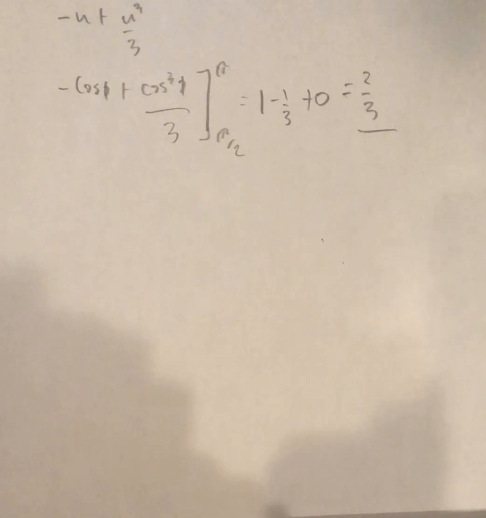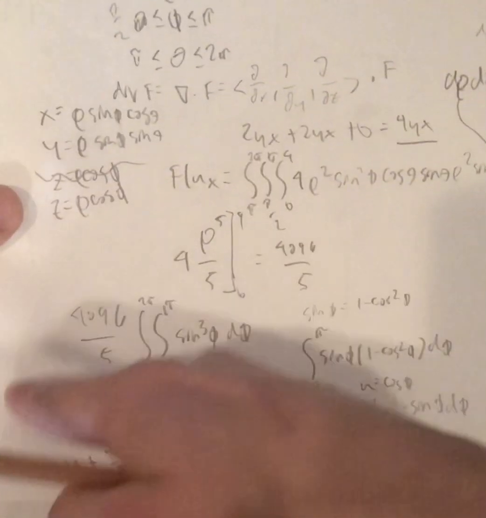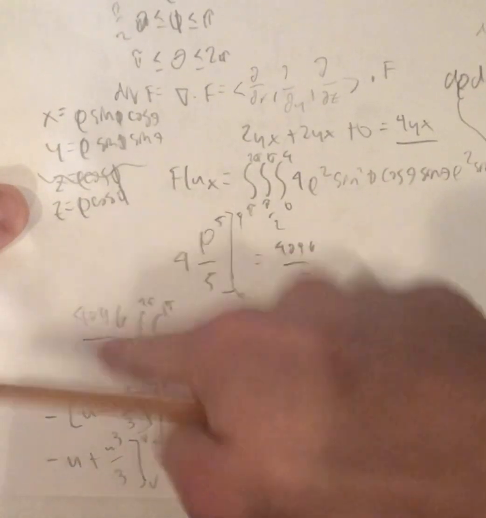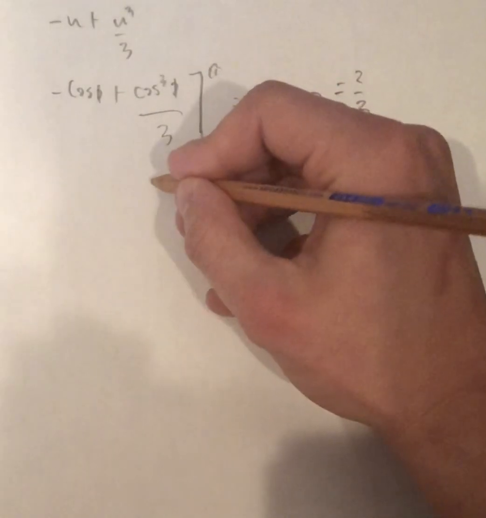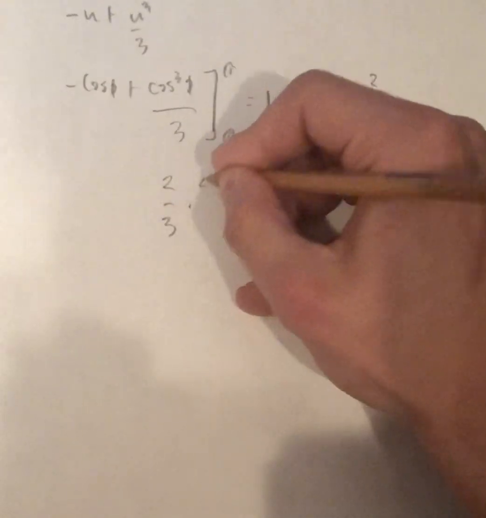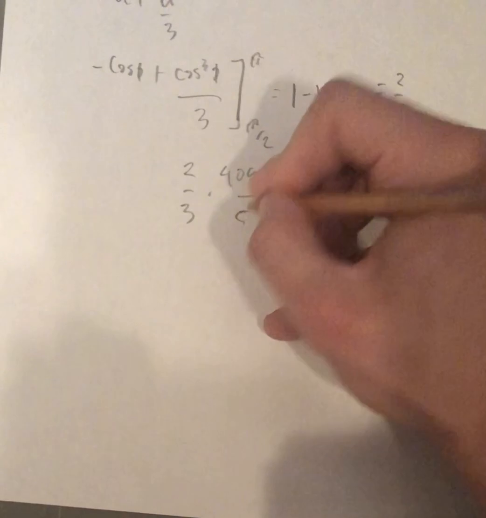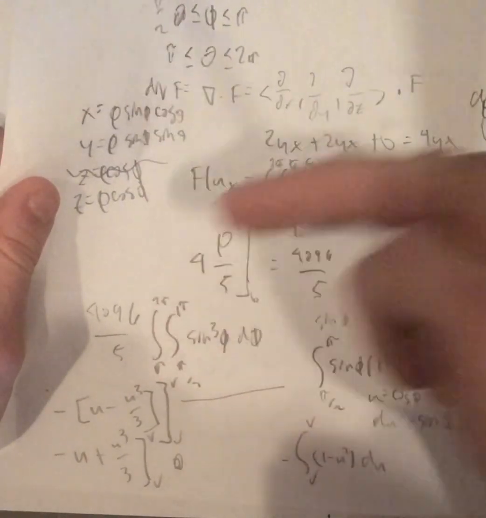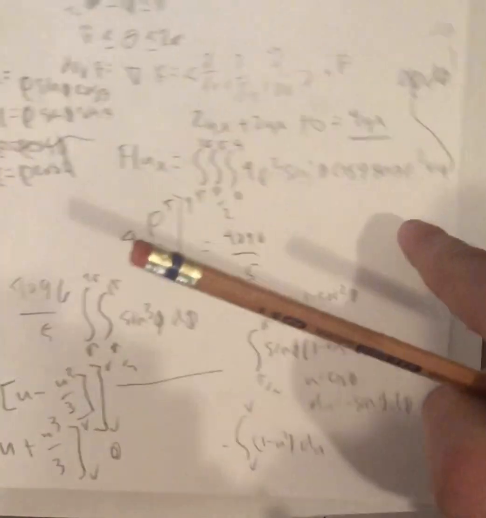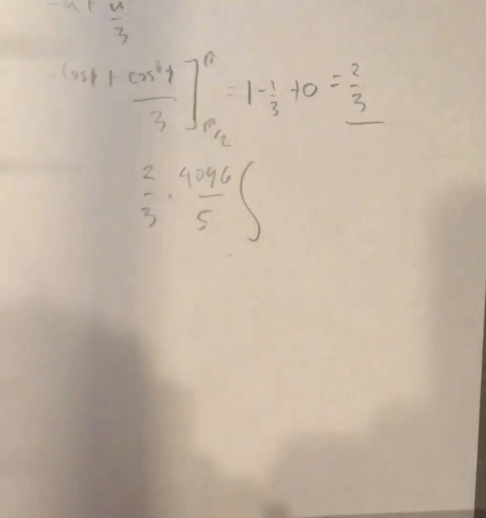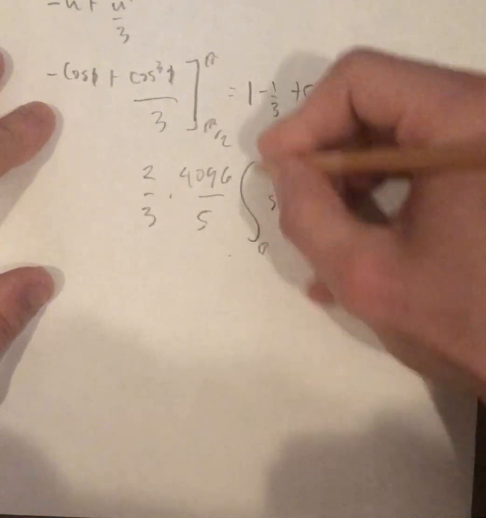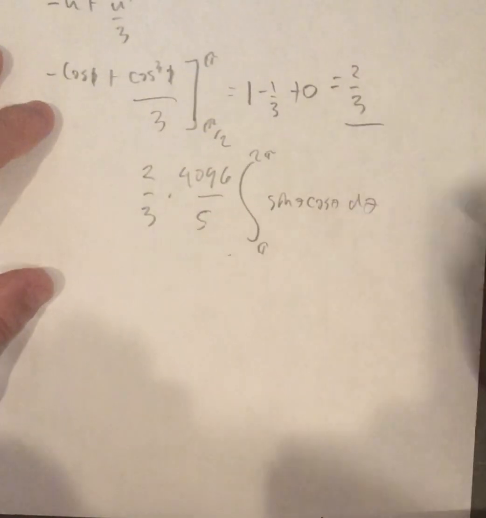So this is just another constant. Remember from our previous sheet here, we had 4,096 over 5. So this integral is just 2/3, so we're going to put that right there. So it's going to be 2/3 times 4,096 over 5. And then we're left with our last integral, which is pi over 2 to 2 pi of, let's see what's left, sine theta cosine theta, right? Sine theta cosine theta. And remember, we're going from pi to 2 pi d theta.